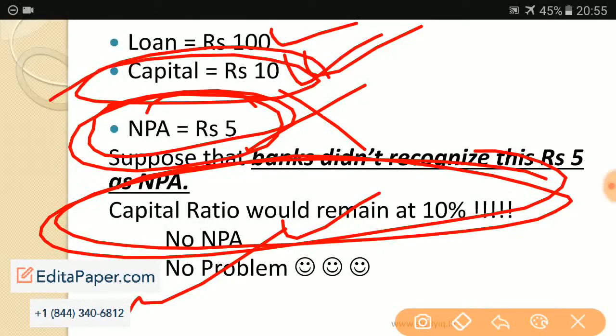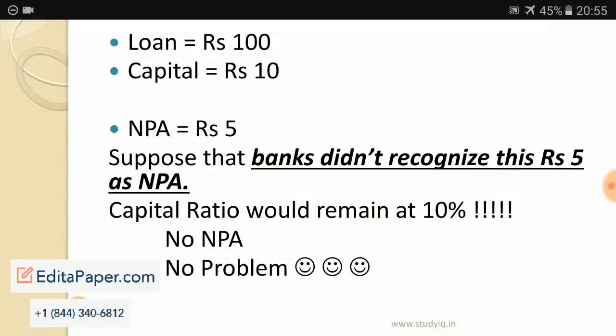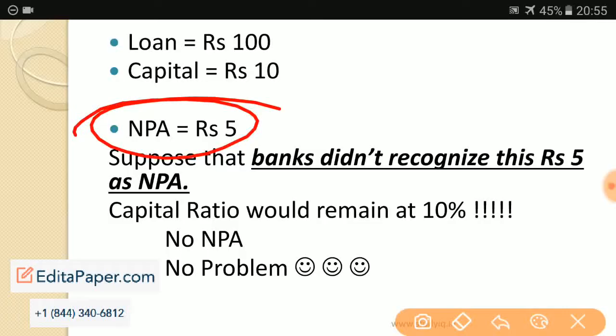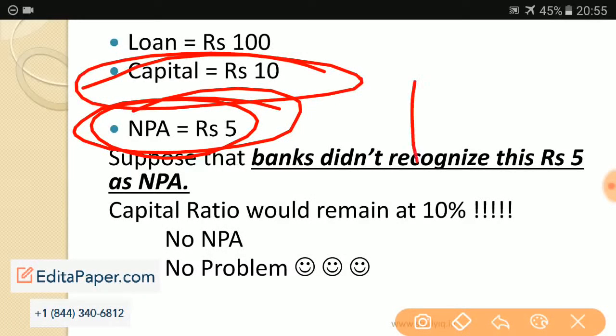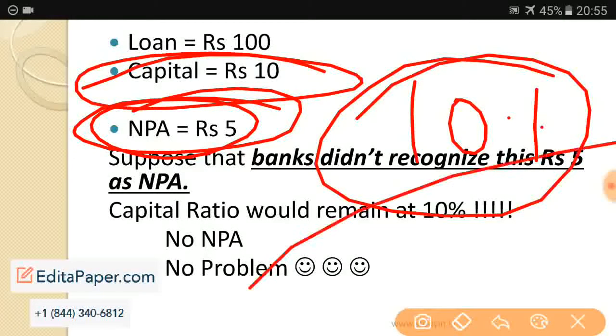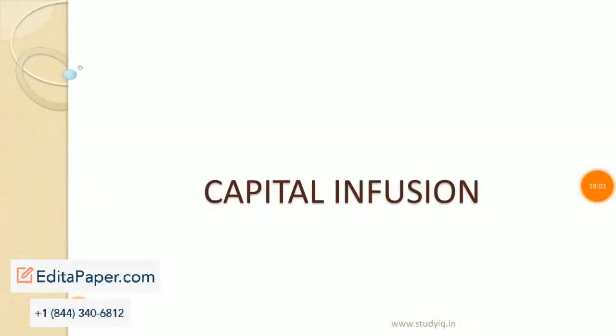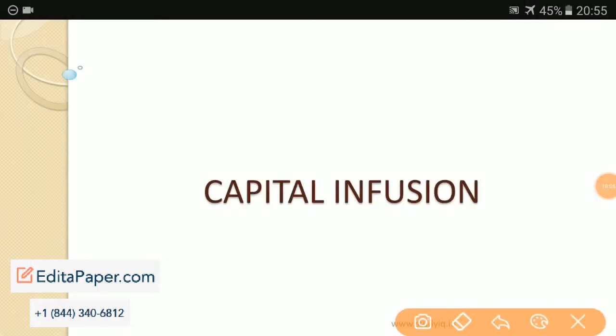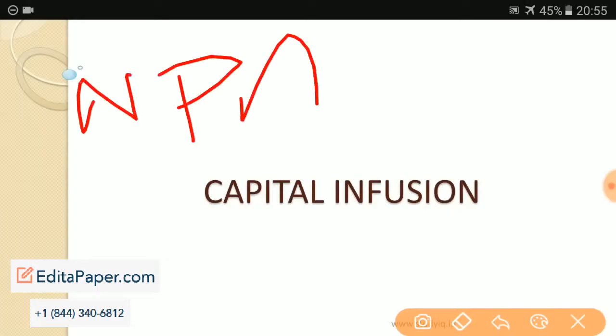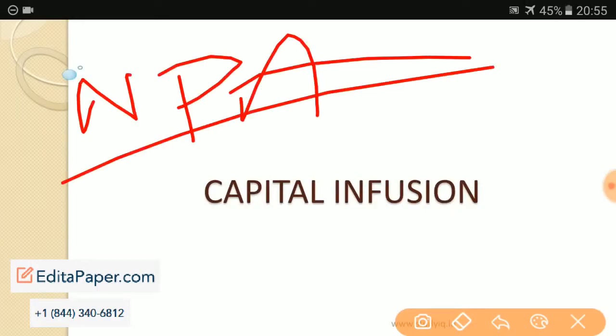So I hope you have understood this point, how the recognition and the identification of NPAs is not taking place, because if it did, then capital base erosion would take place and the capital ratio of 10% would not be maintained. So we have seen two concepts till now. One is how NPAs are impacting the capital base and how capital erosion is taking place. Second, we have seen how banks are refusing to identify the non-performing assets.